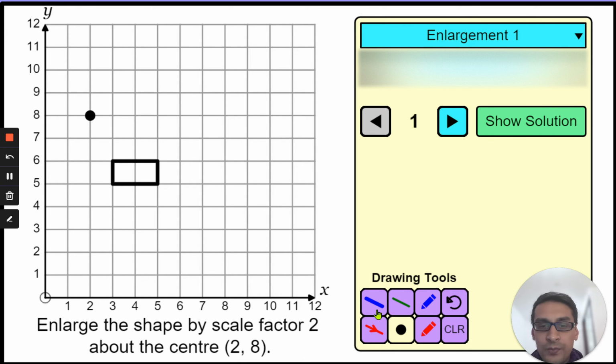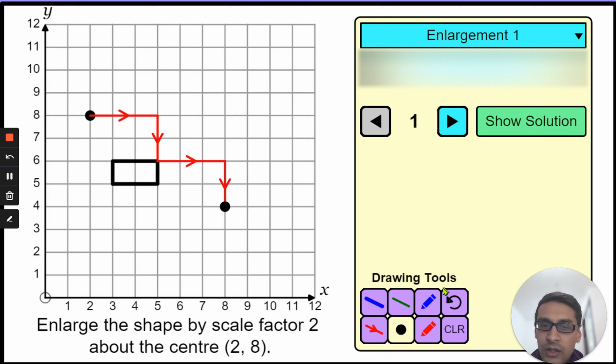What you're going to do is go from the center of enlargement to one of the vertices of the shape. So in this case, let's go to this one that's furthest away. So you're going to go 3 across, 2 down. Now, because this scale factor is 2, we're going to do this twice. So 3 across, 2 down, 3 across, 2 down. We're going to put a point there. So that point corresponds to that point.